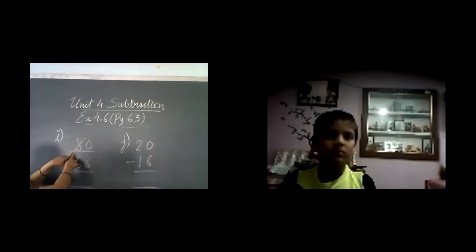Okay, children, listen carefully. When we have to subtract a number from 0, what we need to do is borrow from the next place. We cannot subtract any number from 0, so we need to borrow from the next place. When we take 1 away from 8, what is left? 8 minus 1, it will be 7.